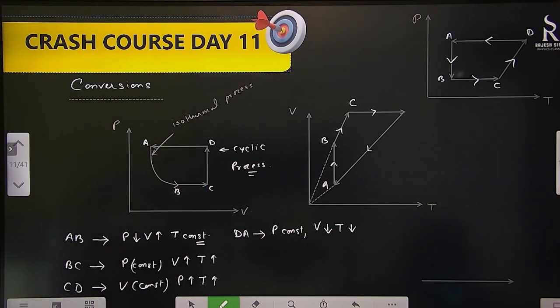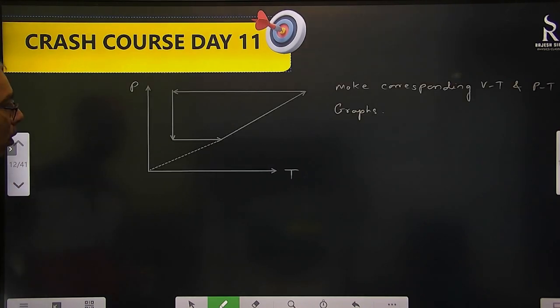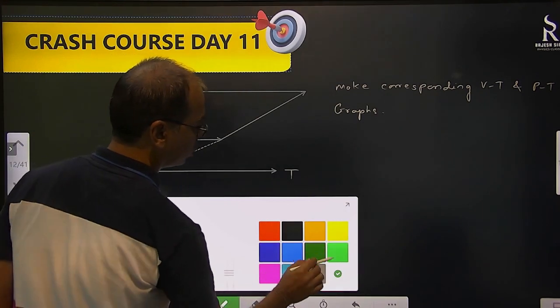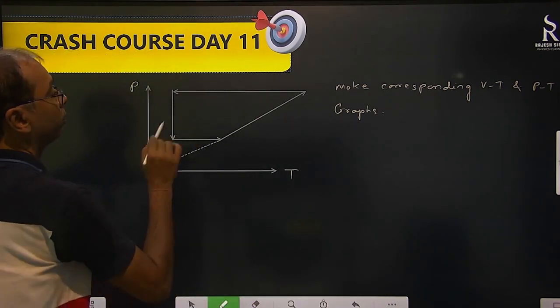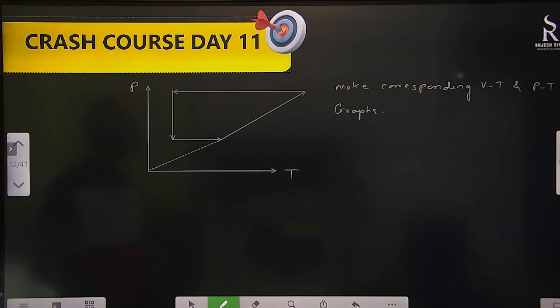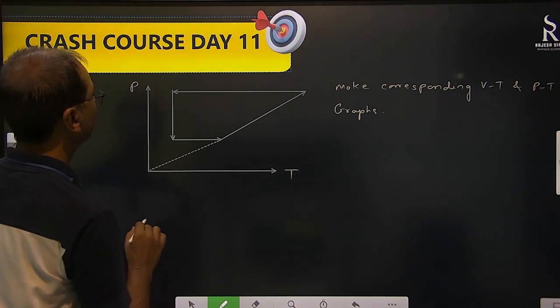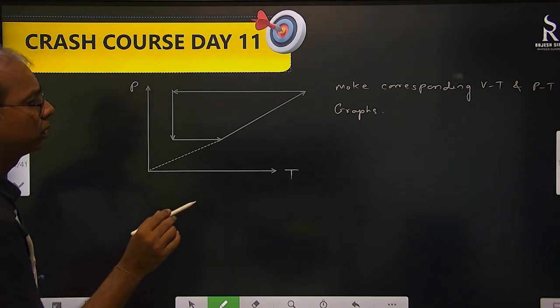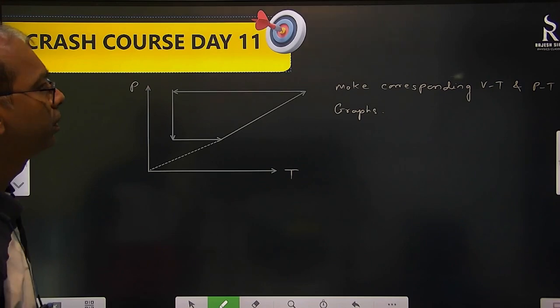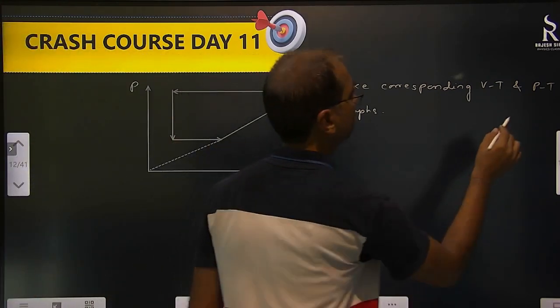One more question we will do similarly. Okay, here it is. Same now, in this one also, the PT graph is given and we have to make the corresponding graphs. What will be the corresponding graphs? What is written? VT and PT. PT is already given, so VT and PV it will be. So this will be the PV graph.